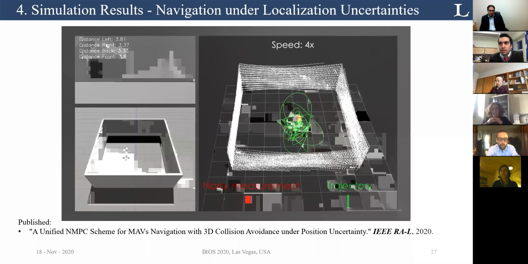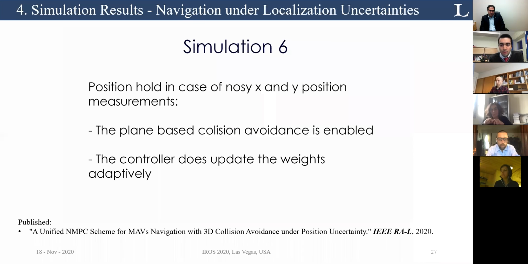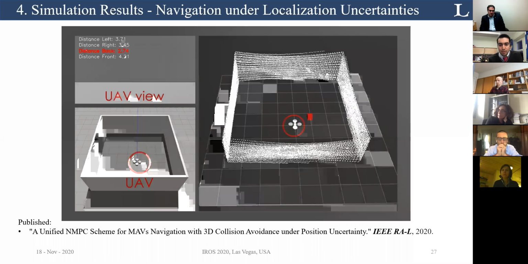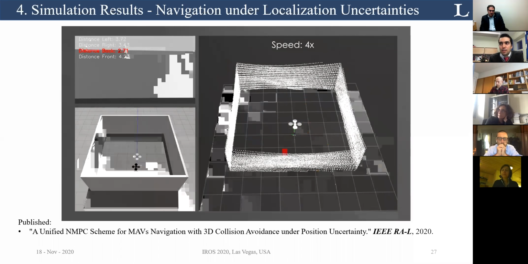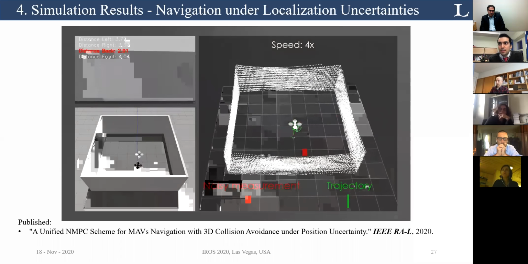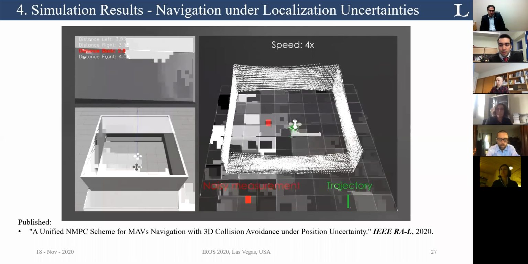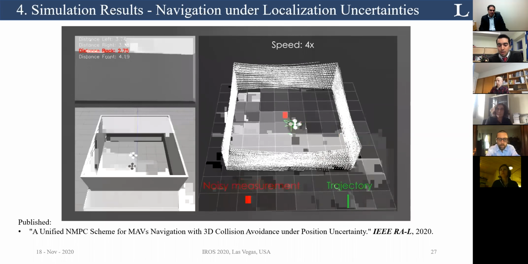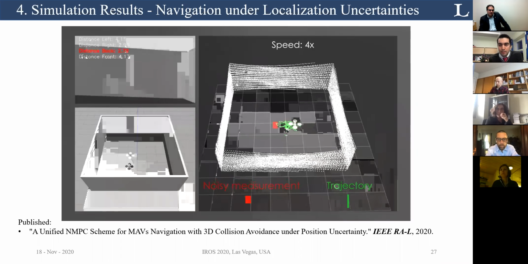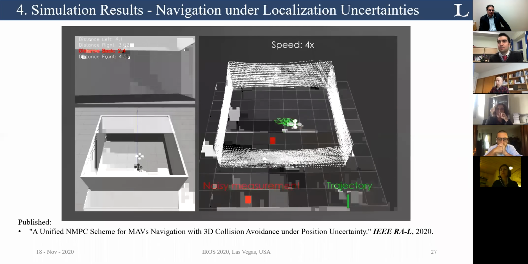And next part, we do the same test. So we ask the UAV to stay in one position, but add noise to the measurements. But instead, now we have these adaptive weights. As you can see, we have a bit less oscillation. And this is the part that we think maybe helps us to continue the mission until this uncertainty reduces.